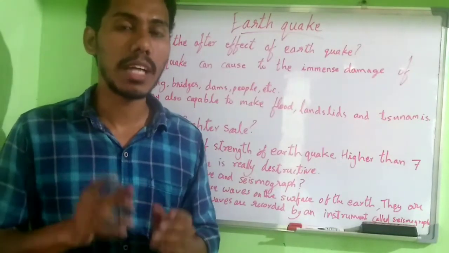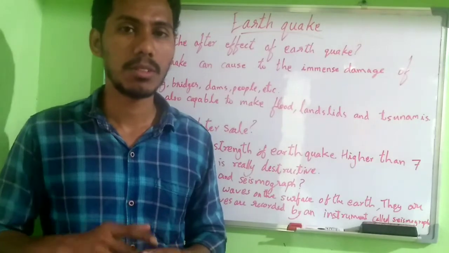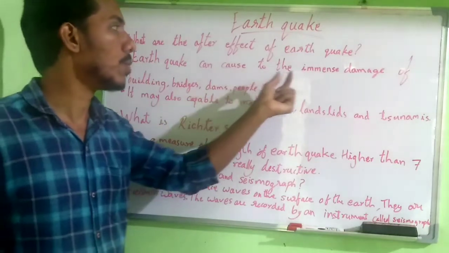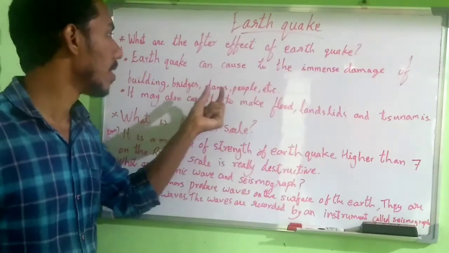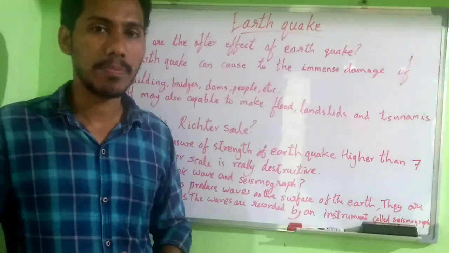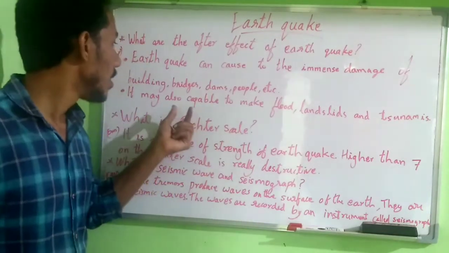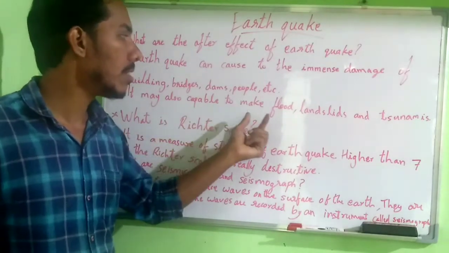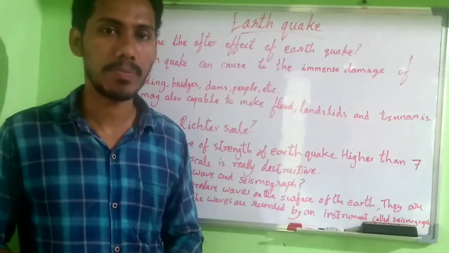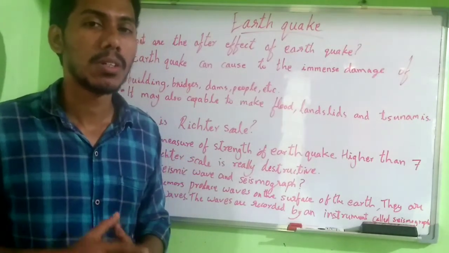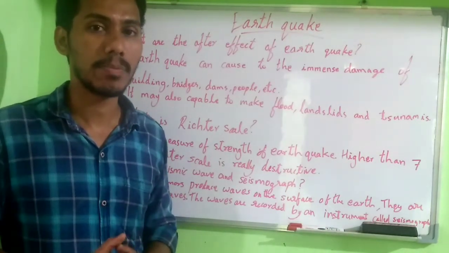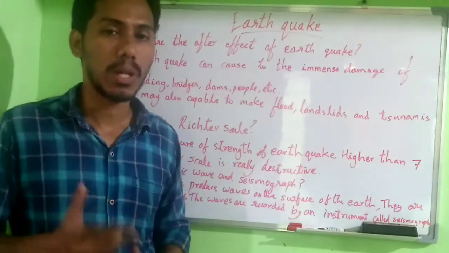It can produce a lot of damage to buildings, people, dams, houses, etc. It can cause immense damage to buildings, dams, bridges, people, etc. It may also be capable of causing floods, landslides, and tsunamis.